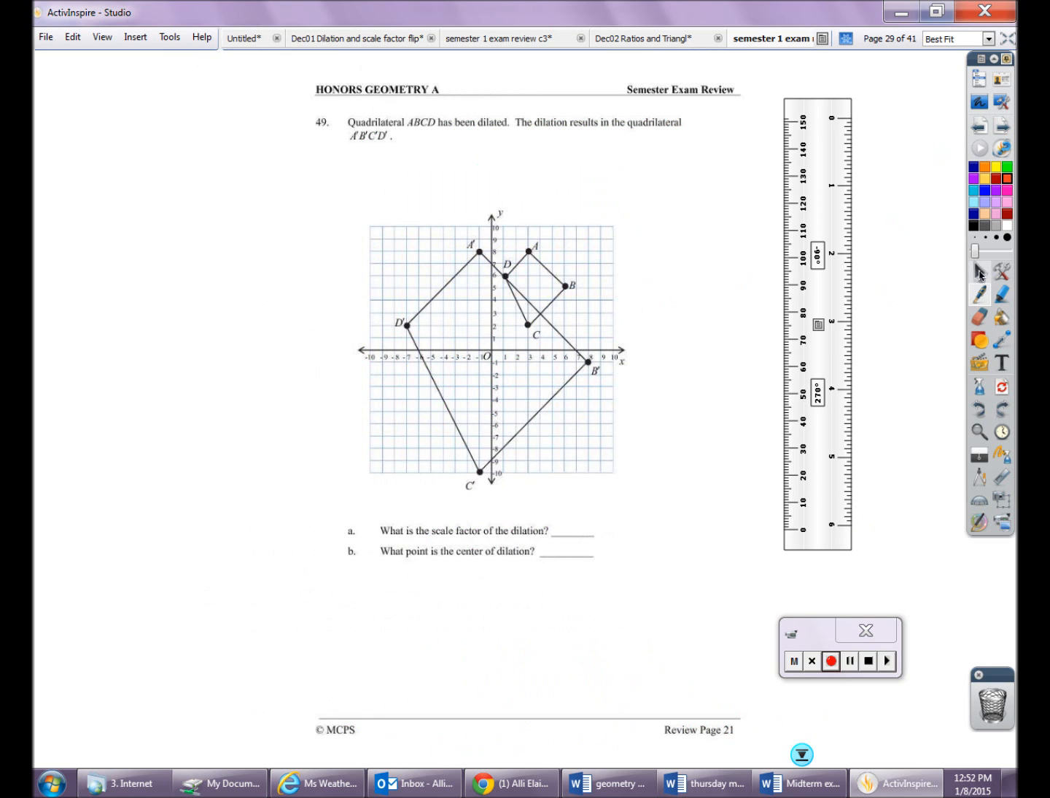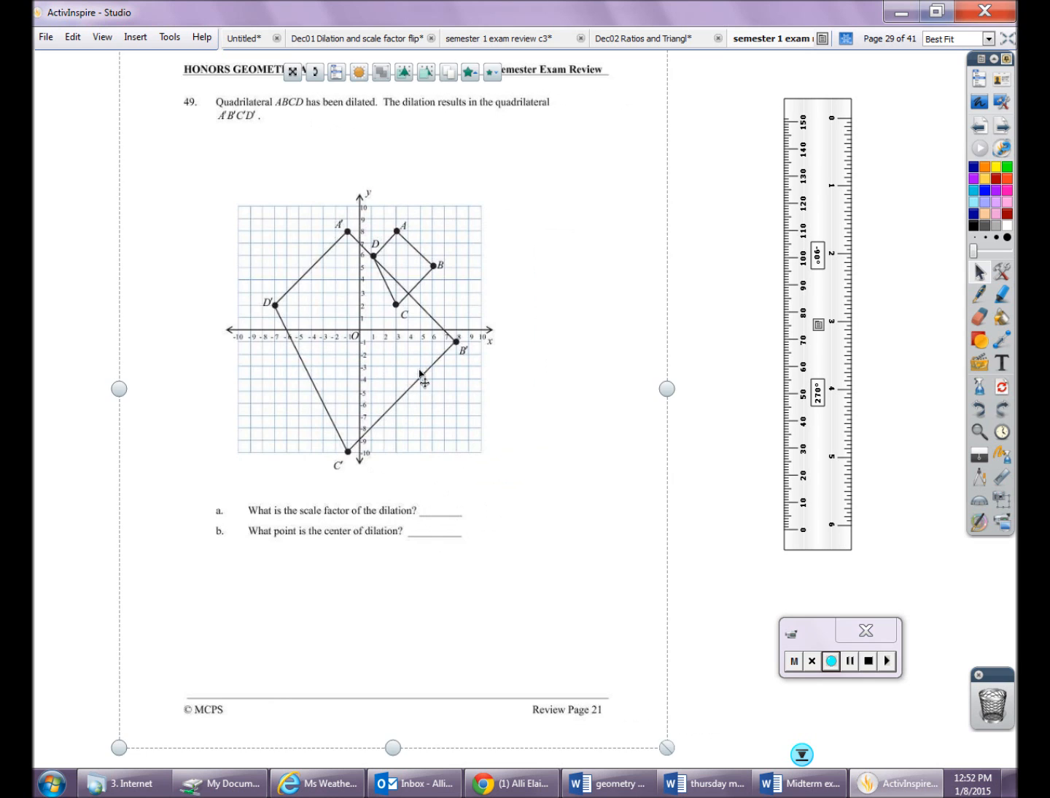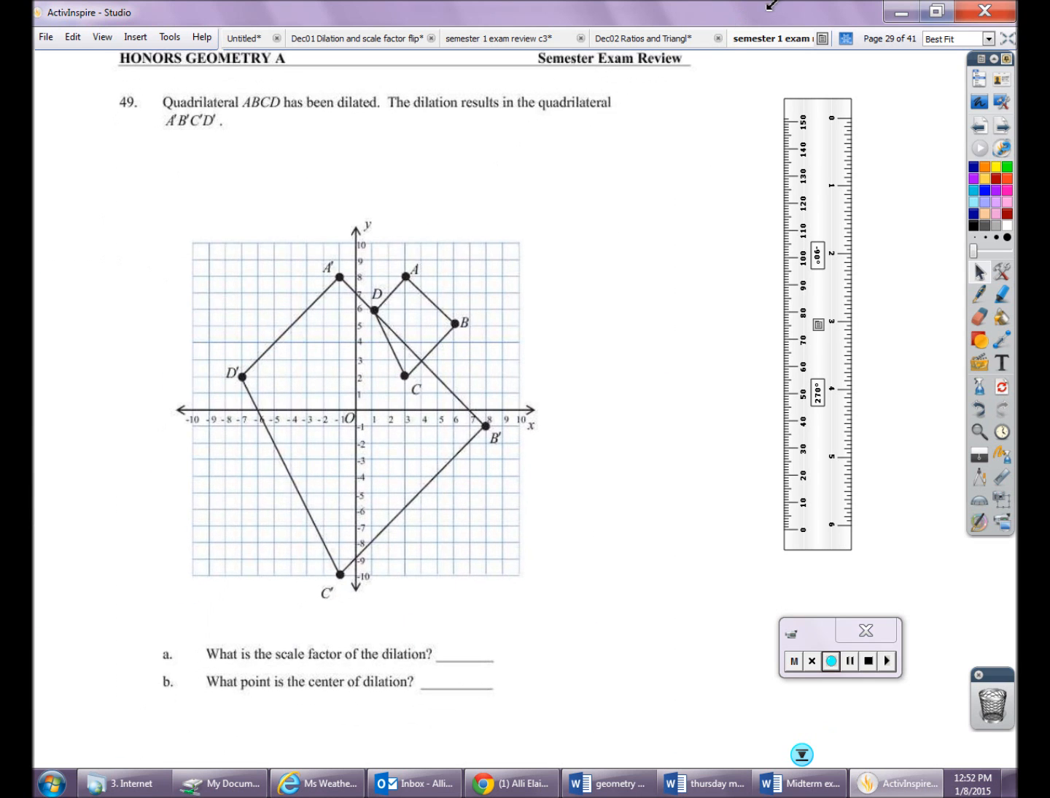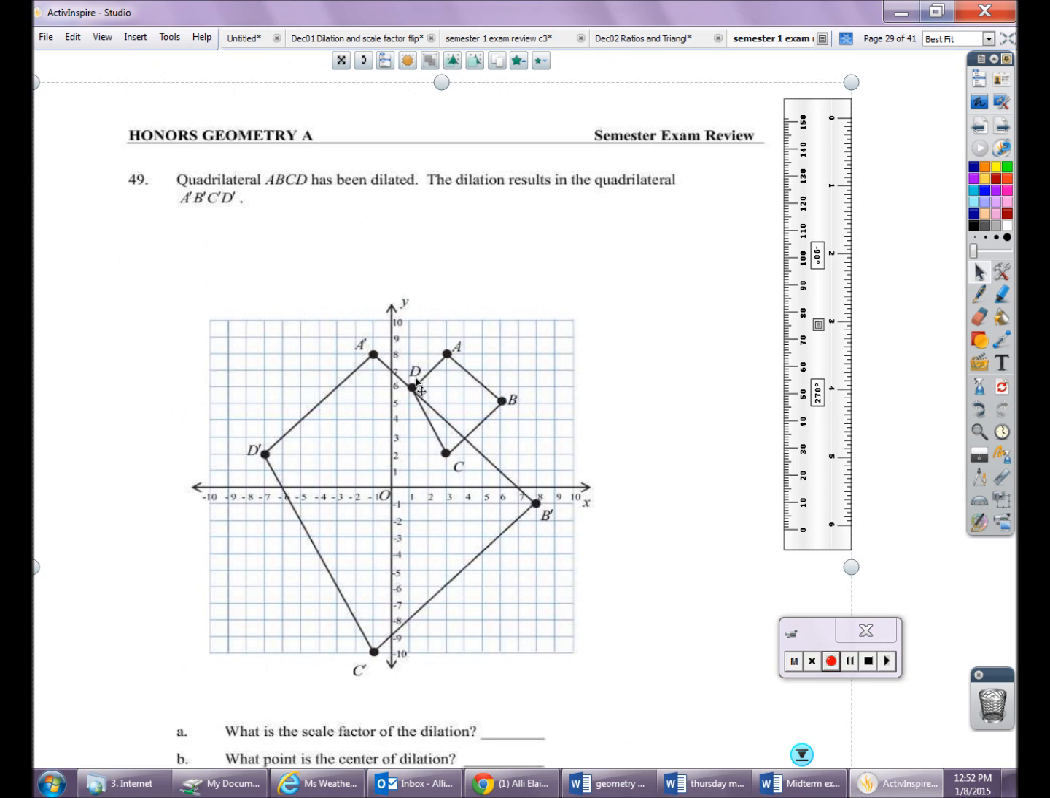Number 49. Oh, easy. They just want scale factor and center. Okay, so in this one, I'm looking for a straight edge to count, but I can't find any. Okay, so I'm just going to count the diagonal. So this diagonal is 1, 2, 3. This diagonal has 1, 2, 3, 4, 5, 6, 7, 8, 9. So it goes from 3 to 9.